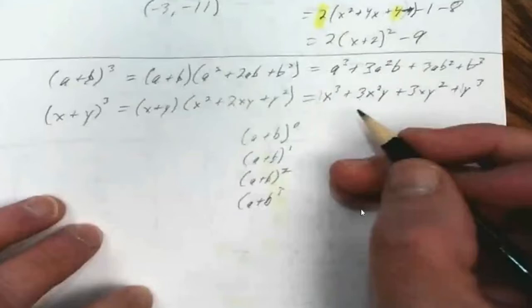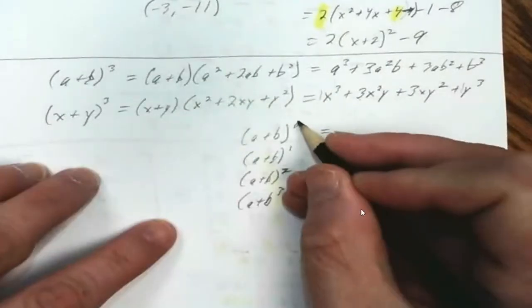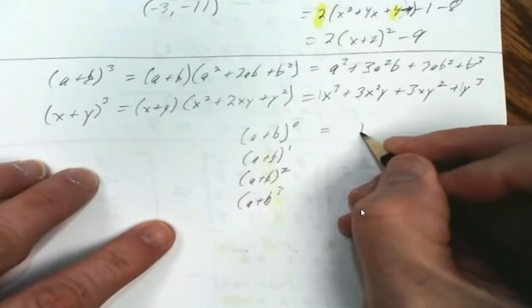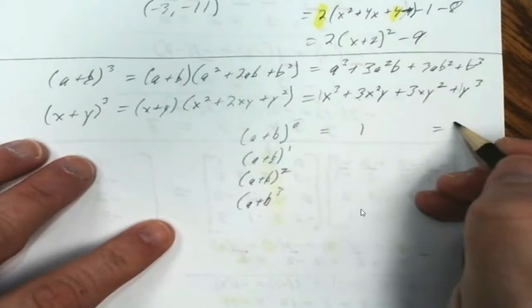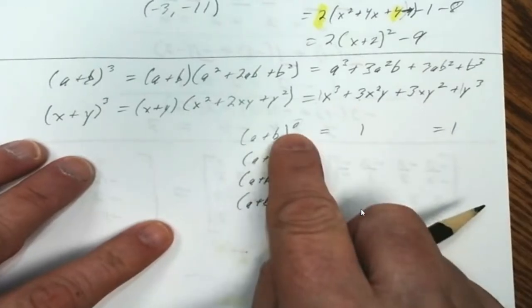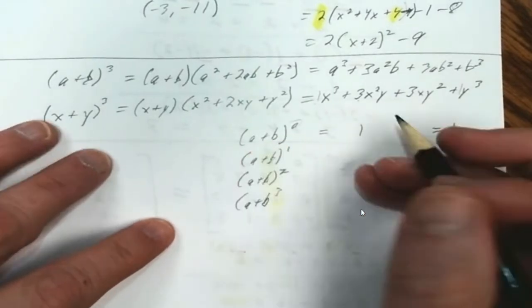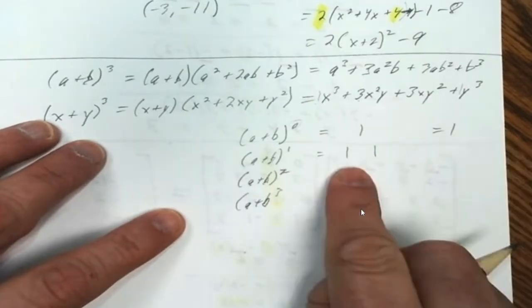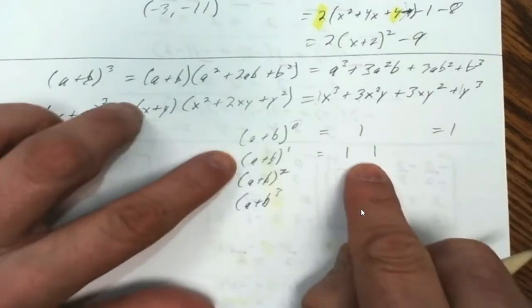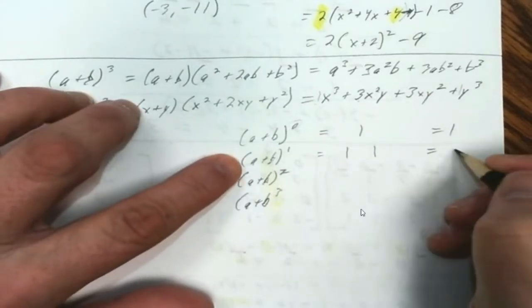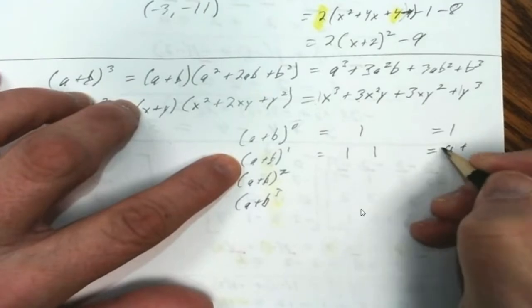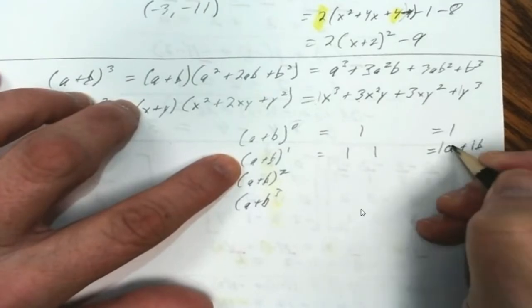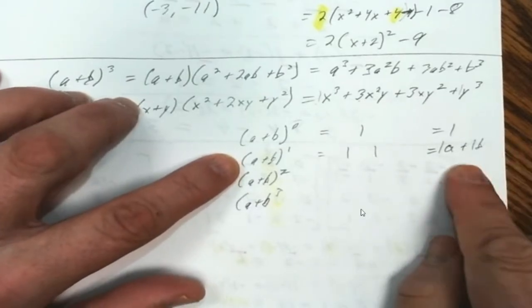Okay, it says the coefficient for the 0 power is just 1, because anything to the 0 power is 1. So it doesn't matter what a plus b is. This one says it's 1 and 1. These are the coefficients. So you take the first one, so it'd be 1a plus 1b, which is just a plus b, right?